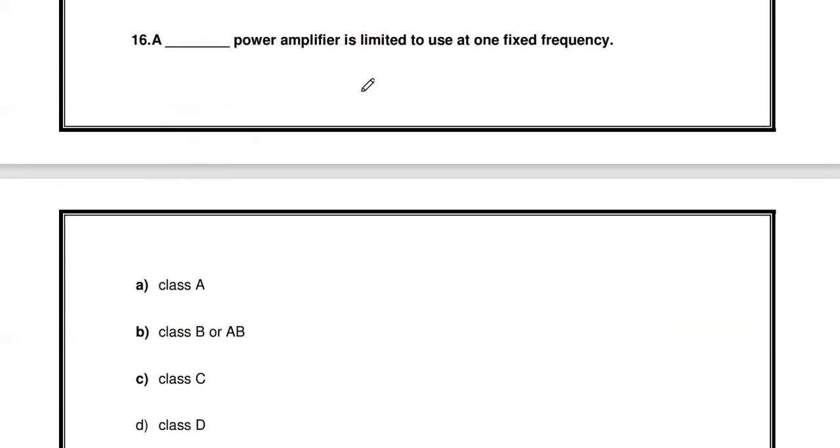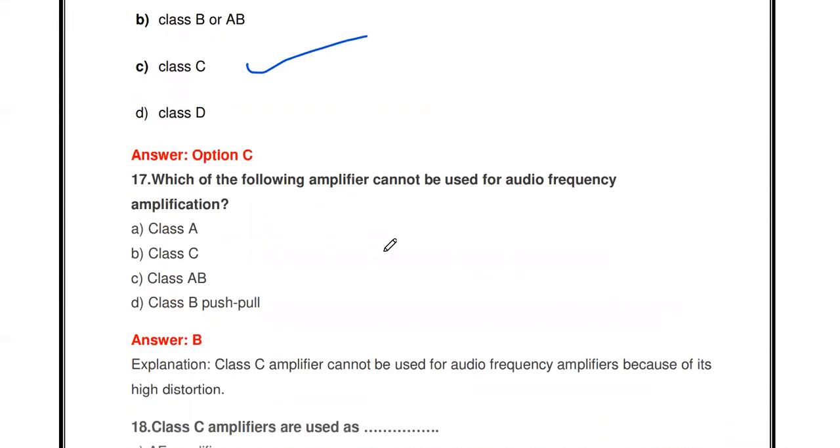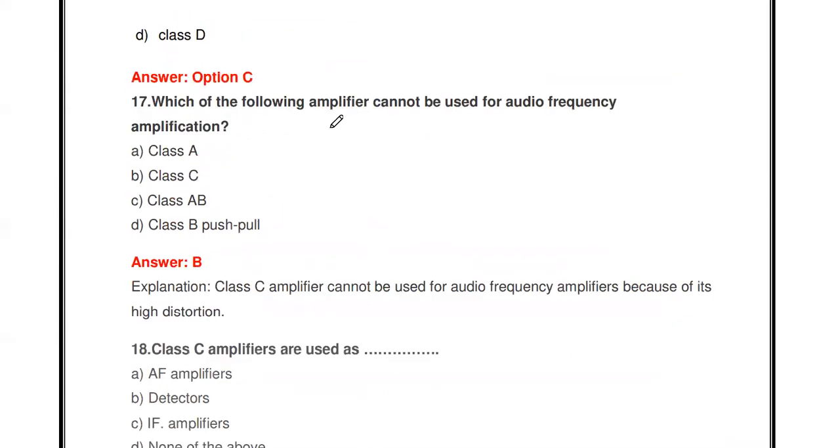Then the next one, a dash power amplifier is limited to use at only one fixed frequency: class C. Okay, so class C is a tuned amplifier. Tuned means it is used to amplify only one particular fixed frequency. Okay, so class C. Then which of the following amplifiers cannot be used for audio frequency amplification? Okay, class C. Class C is not at all used for amplifying audio frequency. It is used for intermediate frequency signals.